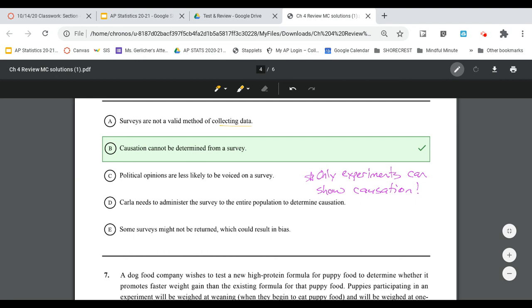Surveys can collect data. This is not necessarily true. This is not true. You can just give it to a good sample. And while this is true, it's not the reason that she's in trouble here. The bigger reason is she can't show causation without doing an experiment. An observational study is not good enough.